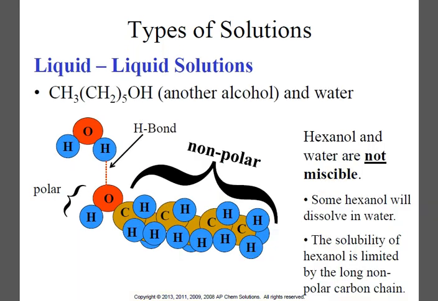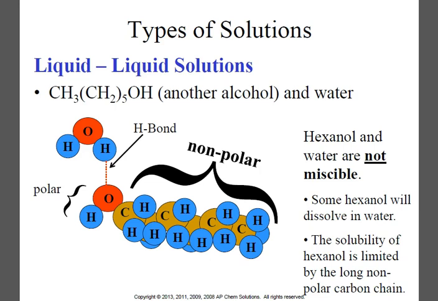All right, still dealing with liquids and liquids, we have another example. This is a different alcohol. You can see this one has a longer carbon chain attached to it, and it's being mixed with water. This alcohol is called hexanol, and because it has hydrogen bonding, it will mix with water, but it will not mix indefinitely. So if you add so much hexanol, you're going to reach a point where no more hexanol can be added. So we say that they are not miscible.